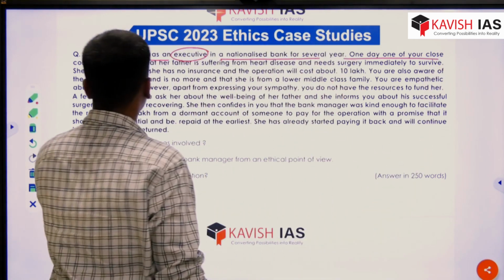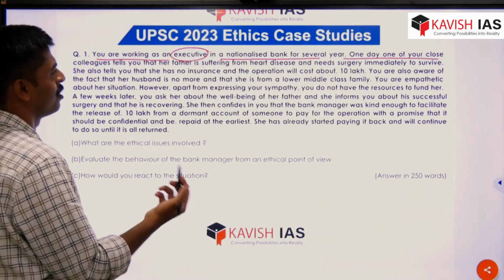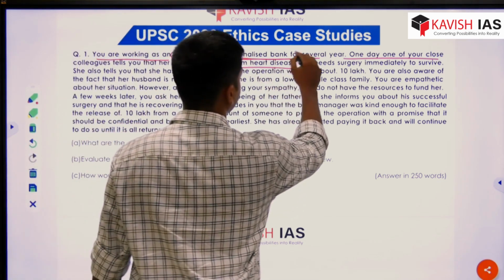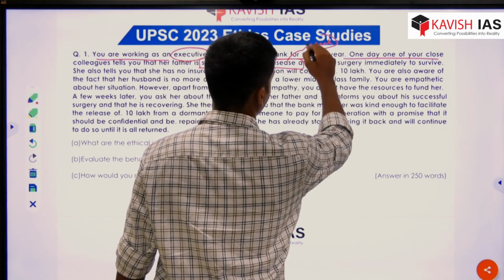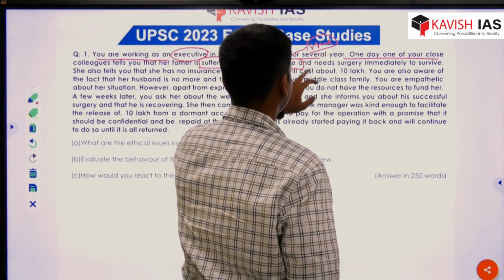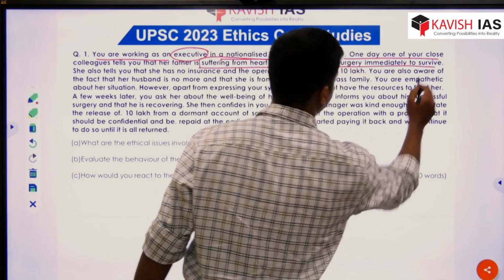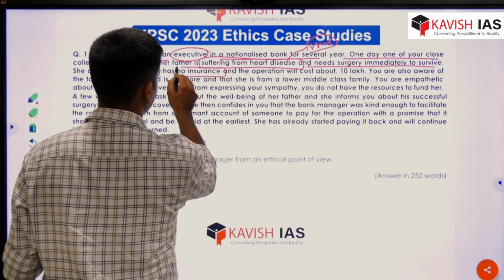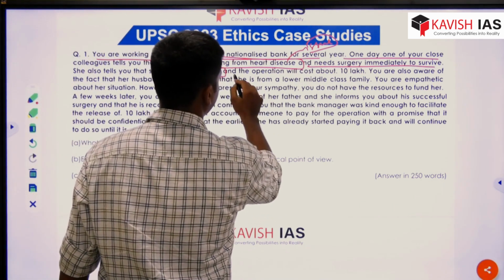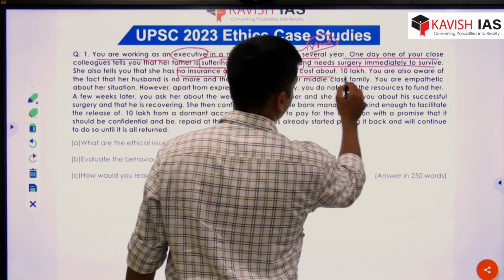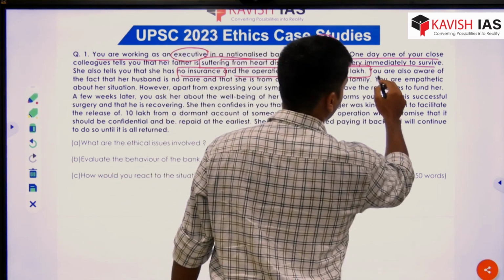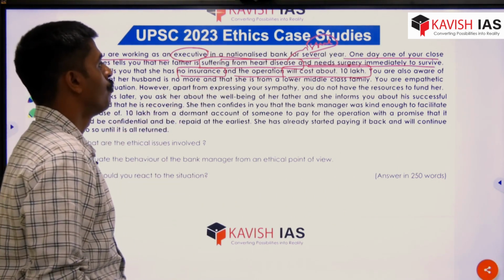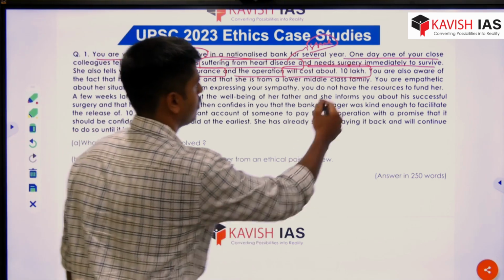One day, one of your close colleagues tells you that her father is suffering from heart disease. So this is the issue. Issue part has been identified in the second line, that and needs surgery immediately to survive. She also tells you that she has no insurance. Fact, and the operation will cost about 10 lakh. These are the facts. You are also aware of the fact that her husband is no more and that she is from a lower middle class family. This economic issue.